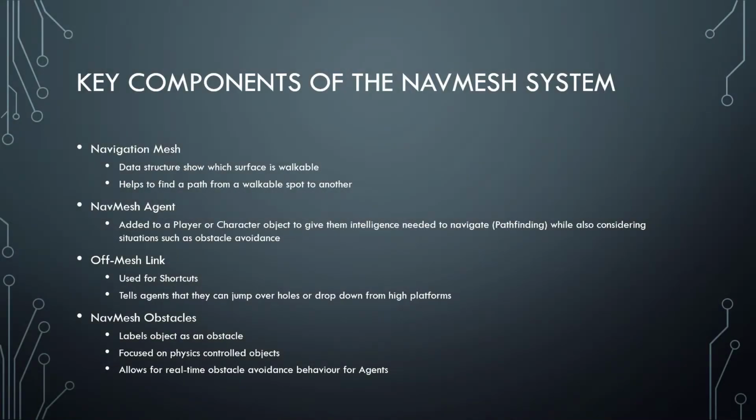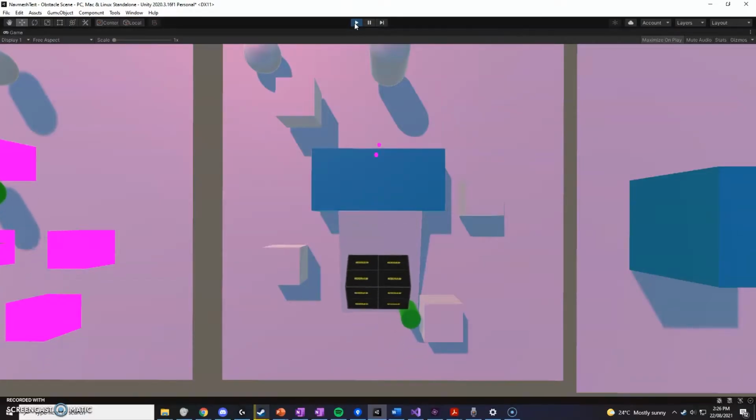Lastly, the nav mesh obstacle is as the name suggests. However, it is focused on moving obstacles or those controlled by the physics system. This component tags objects as obstacles that agents should avoid when navigating through the world. For example, if going up a slope is the fastest route, but a box has fallen on the path, the agent must immediately find a new path.